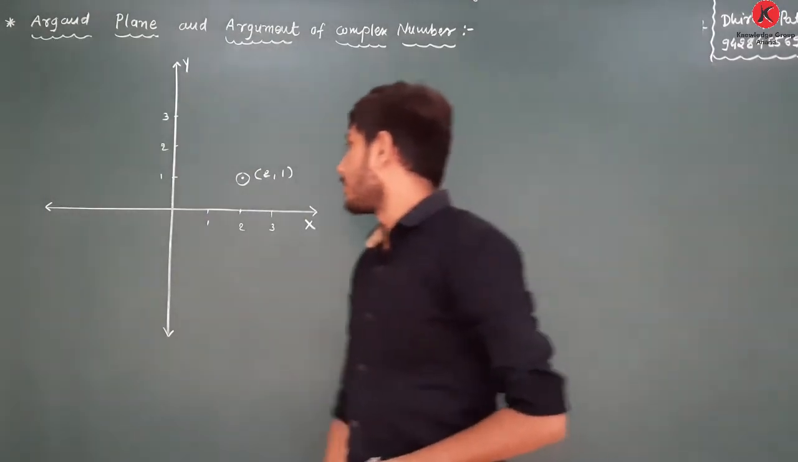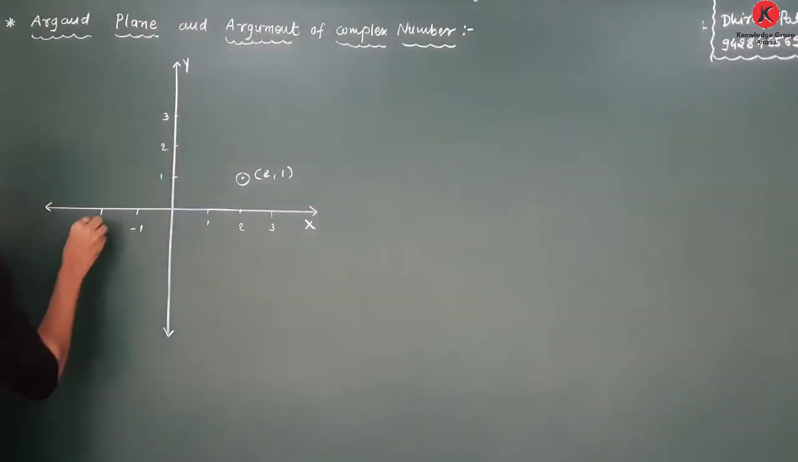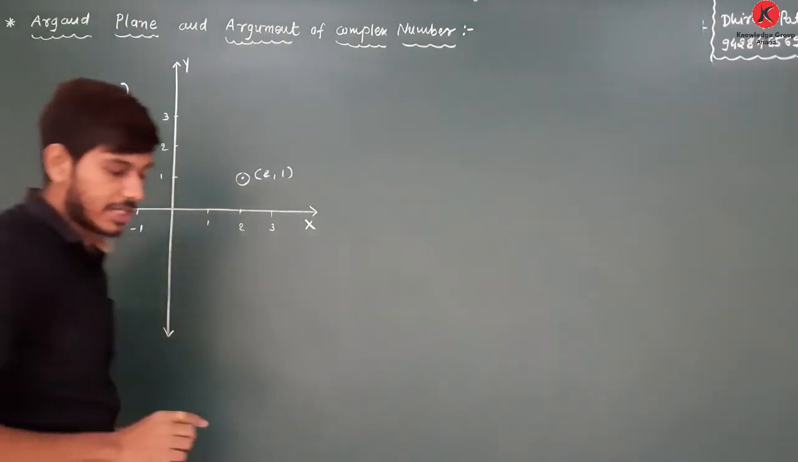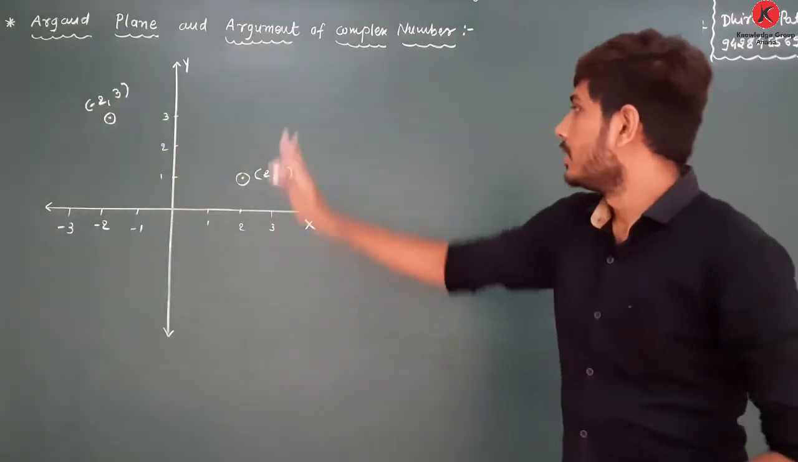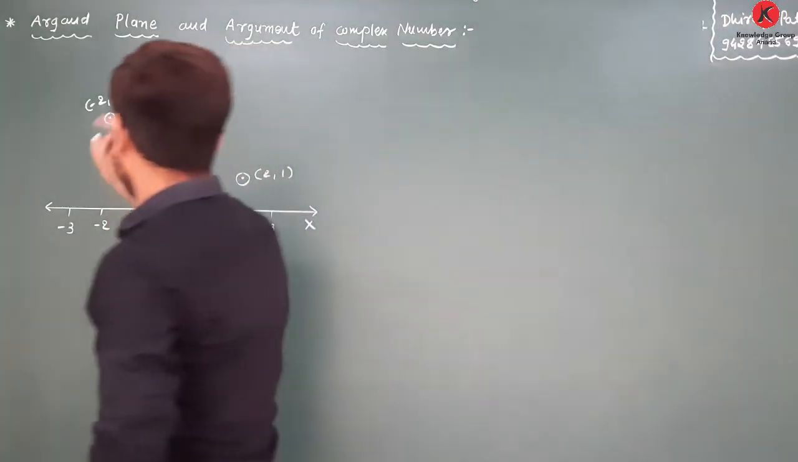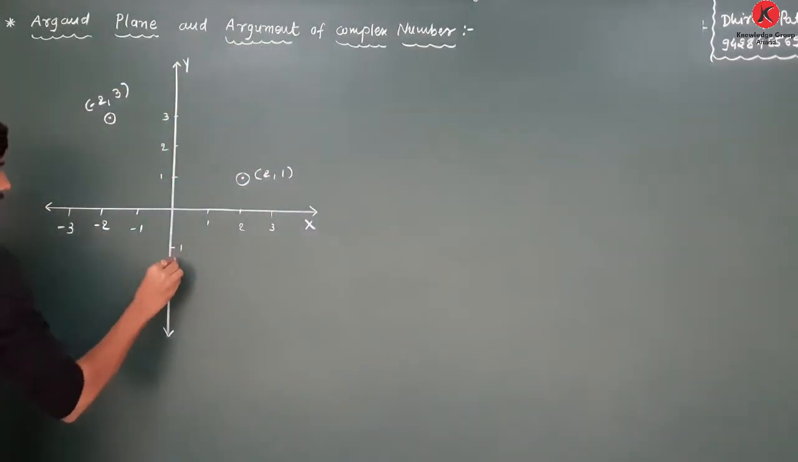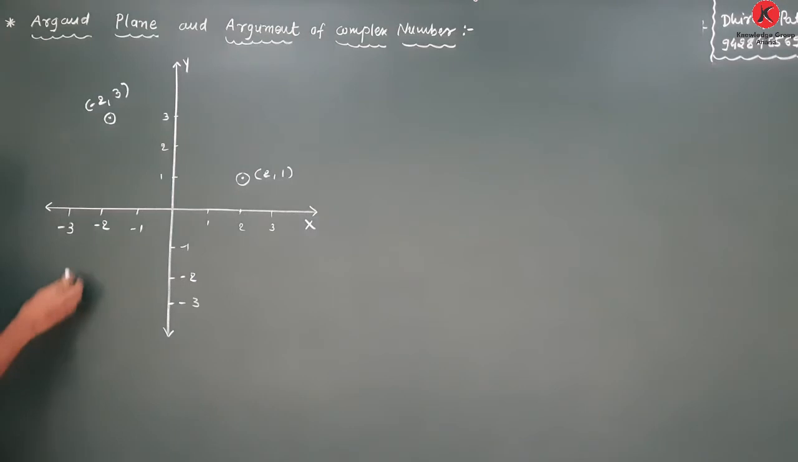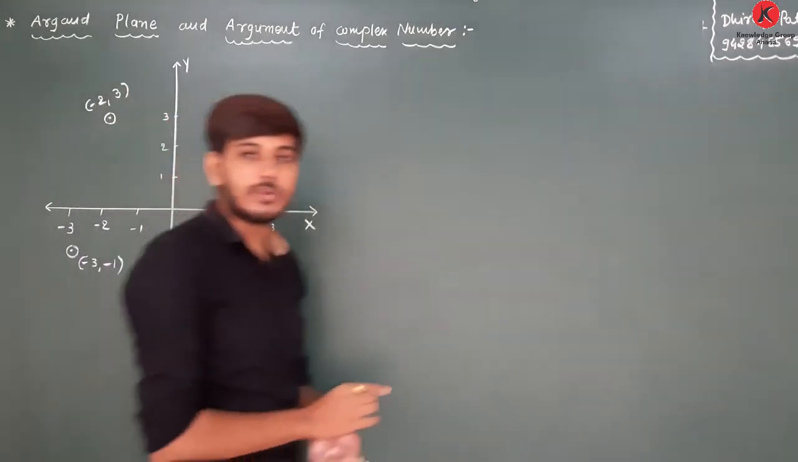Same way you can represent the point minus 2, 3. The point minus 2, 3 is here. This point has coordinates minus 2, 3. The x coordinate is minus 2 and the y coordinate is plus 3. They are the real numbers minus 2 and plus 3. Same way, the point minus 3, minus 1 is represented here: minus 3 on the x axis, minus 1 on the y axis.